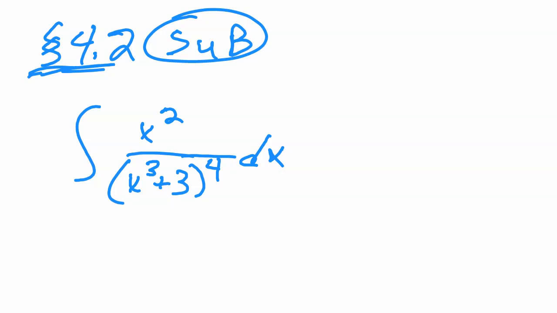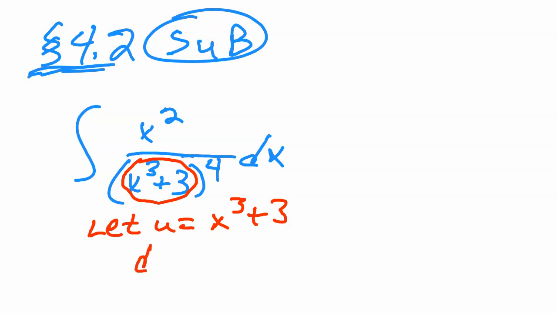If I can use substitution, this is a function to the fourth power, so it might be easier if that was like a u to the fourth power or something like that. So that's what we do a lot. We're going to let u equal x cubed plus 3. And then what's the derivative of u with respect to x? The derivative of u with respect to x is 3x squared, isn't it?